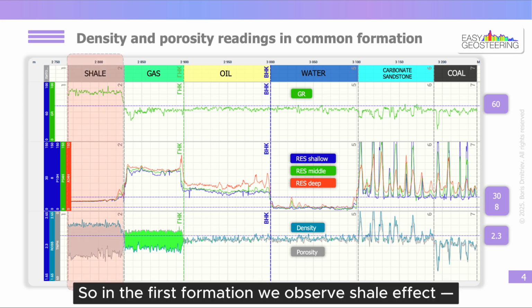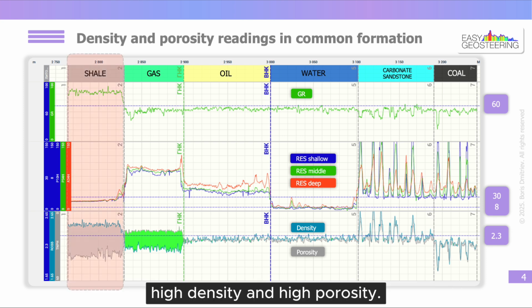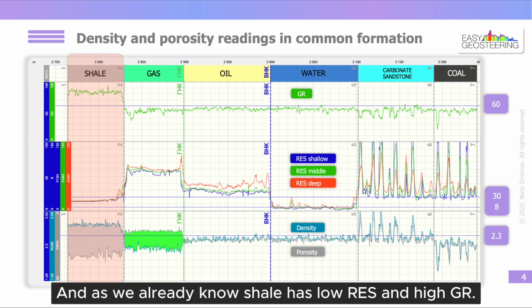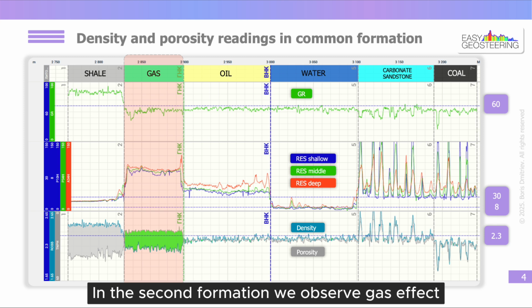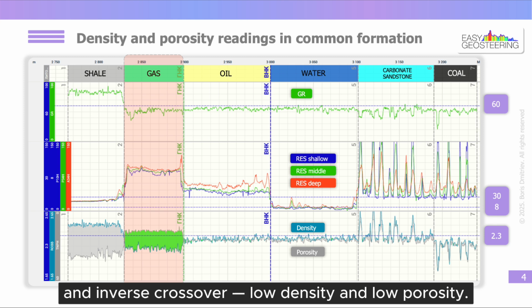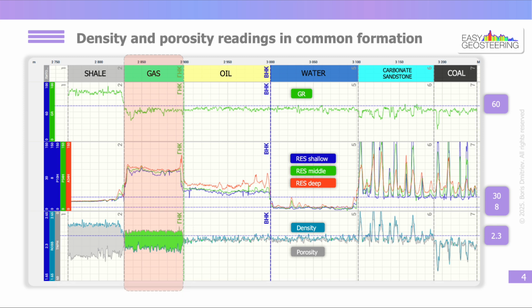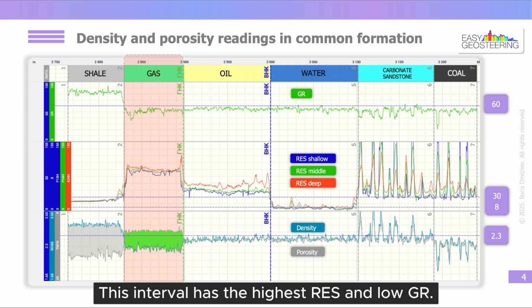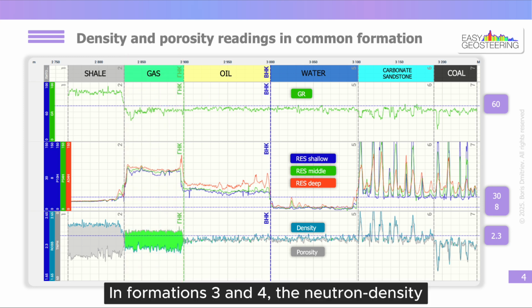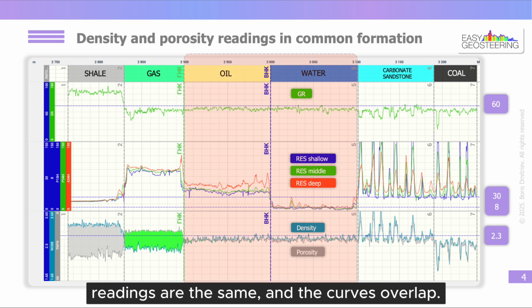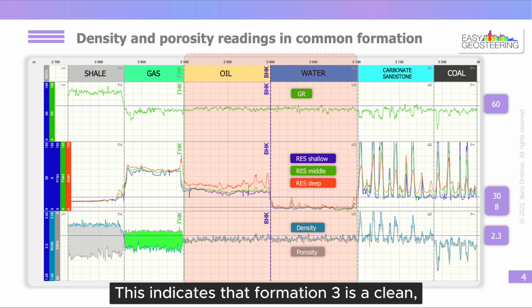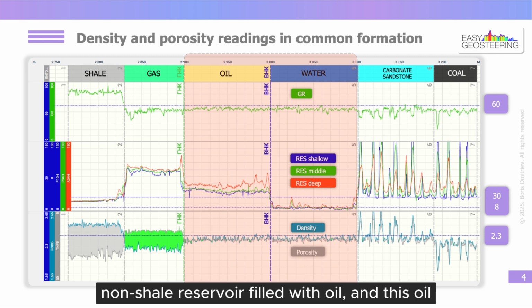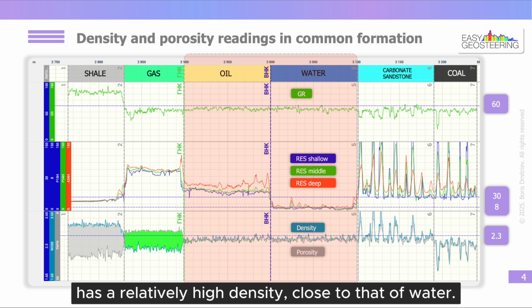So, in the first formation we observe shale effect, high density and high porosity. And as we already know, shale has low resistivity and high gamma ray. In the second formation we observe gas effect and crossover, low density and high porosity. This interval has the highest resistivity and low gamma ray. In formations 3 and 4, the neutron density readings are the same and the curves overlap. This indicates that formation 3 is a clean non-shale reservoir filled with oil, and this oil has a relatively high density, close to that of water.